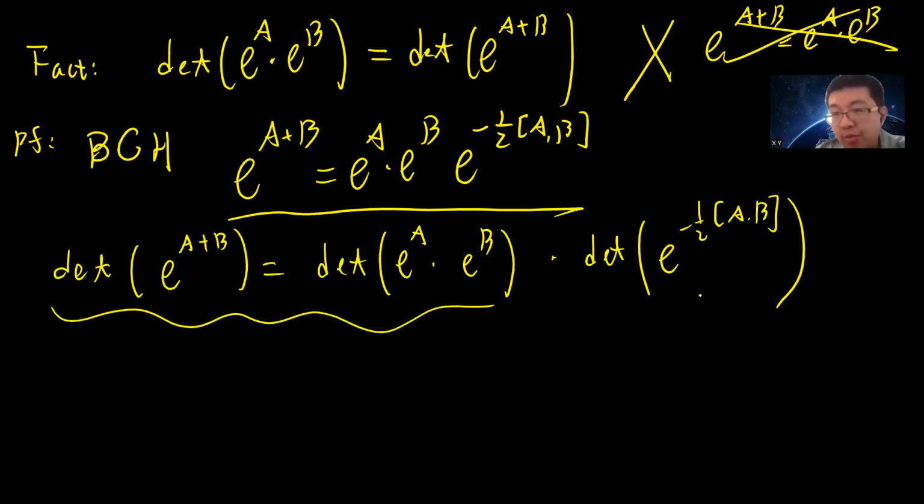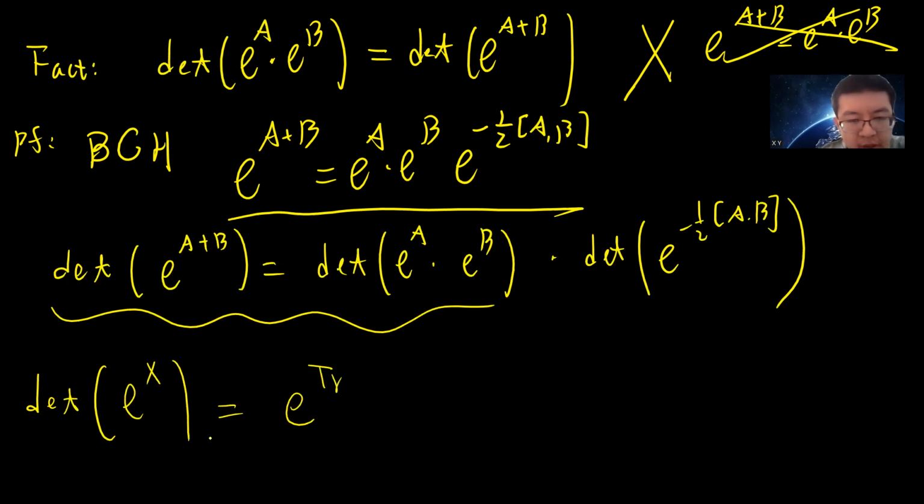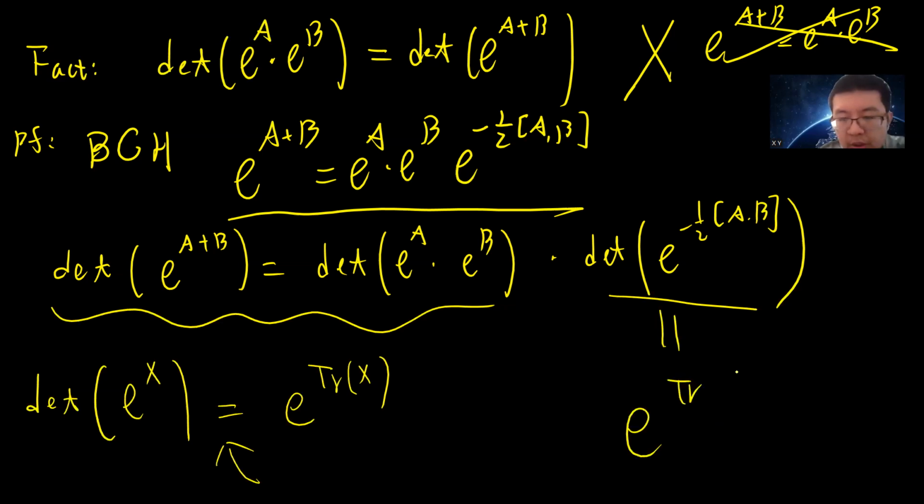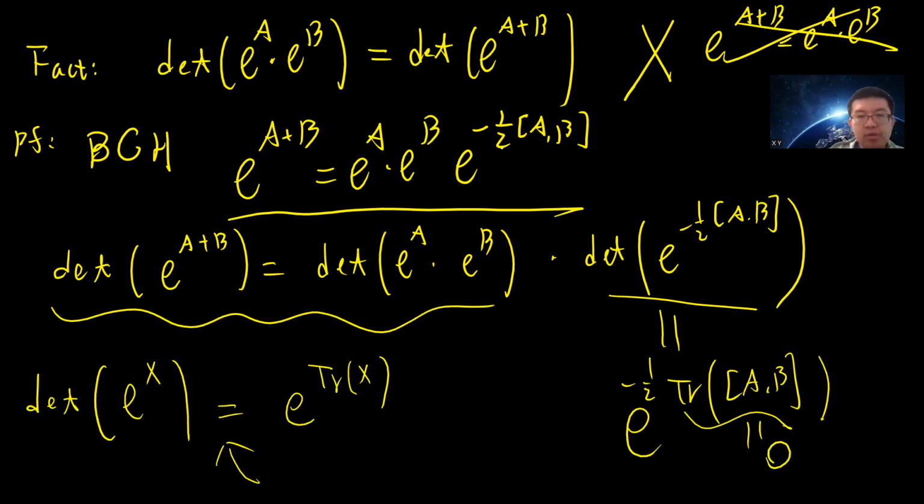The only thing you need to show is that this factor is 1. All you need to do is use the following: given any matrix X, the determinant of exponential X is just exponential of the trace of X. This is easy to prove, and I will prove it in a few minutes. But once you have this, you can show this factor will be just exponential of the trace of one half of the commutator of A and B. Now this is 0, because the trace of a commutator is zero. So we prove this result.